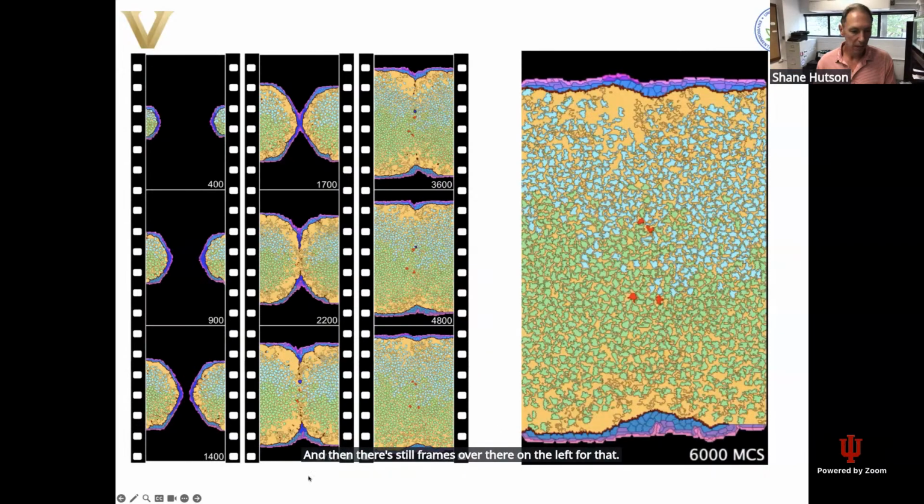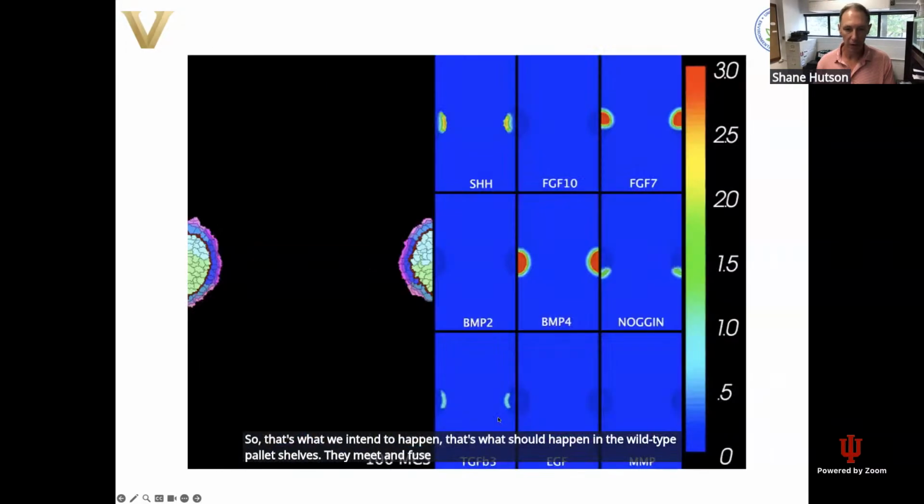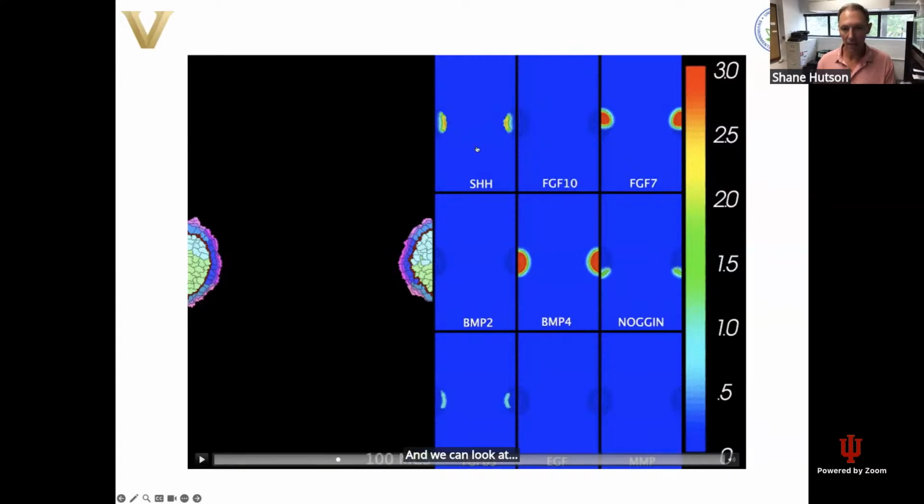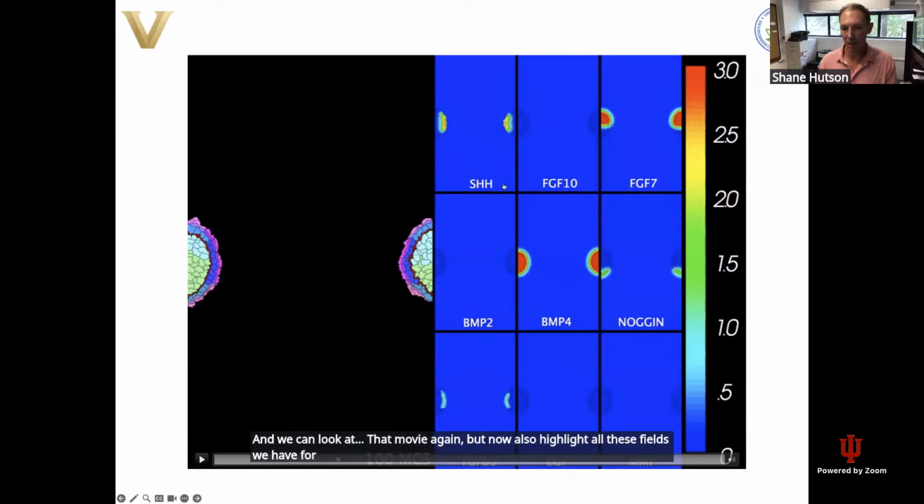Okay. So that's what we intend to happen. That's what should happen in the wild type palate shelves. They meet and fuse with one another. And we can look at that movie again, but now also highlight all these fields we have for the signaling molecules.